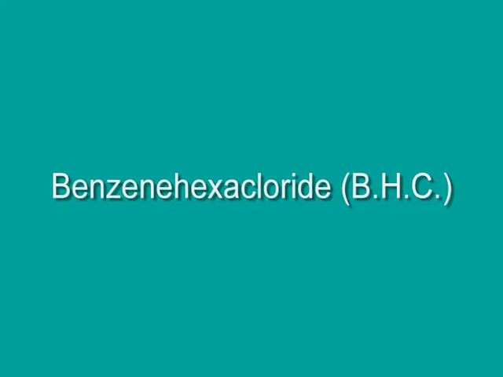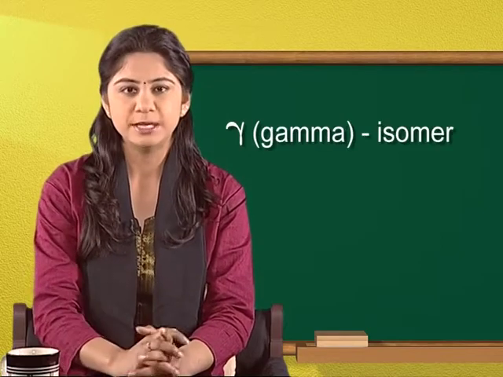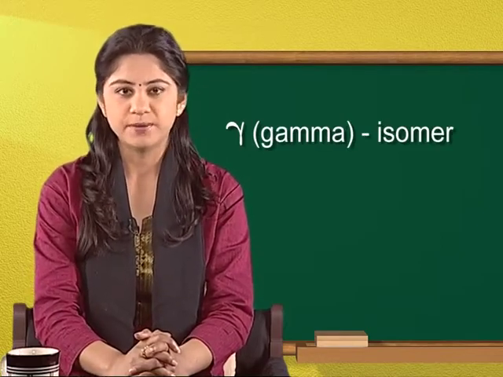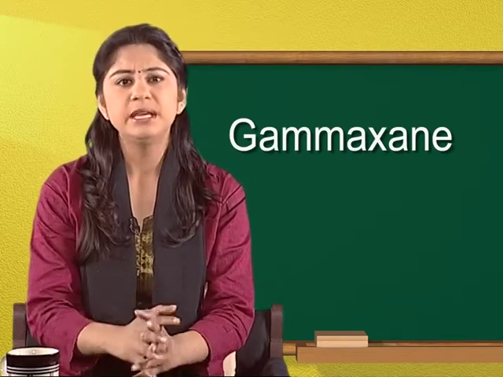This compound is prepared by the addition of chlorine to benzene in the presence of sunlight and in the absence of halogen carrier. It occurs in number of stereoisomeric forms, out of which gamma isomer is the most stable and most effective isomer. It is therefore also called as gamexane. However, its use as insecticide or pesticide have been discouraged widely because of its non-biodegradable nature.